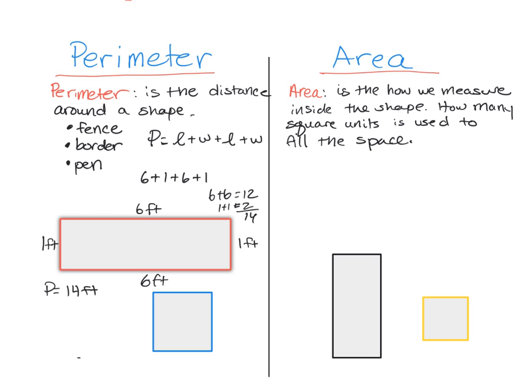A square formula can be a little different. When we're trying to figure out the perimeter of a square, notice that the sides are a little different than a rectangle. The sides are all the same. Now, you could certainly do length plus width plus length plus width with it.